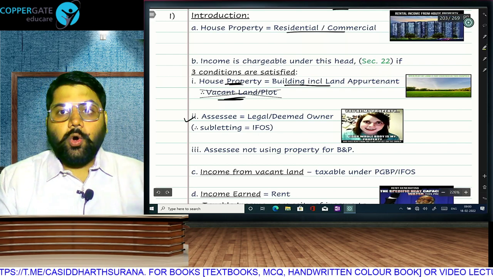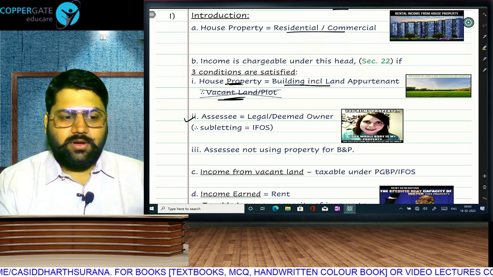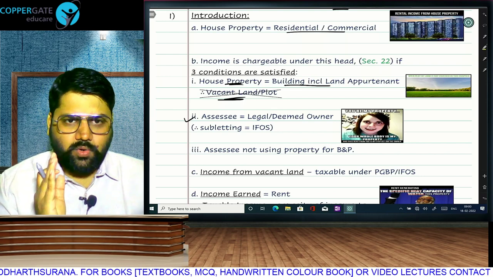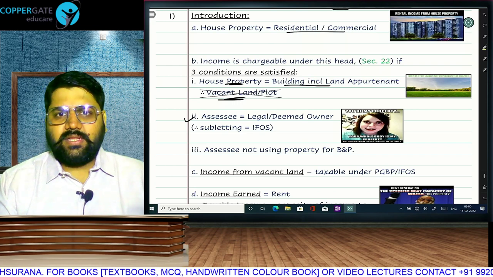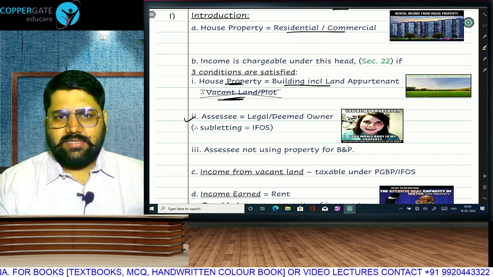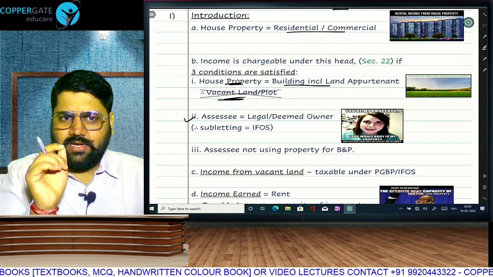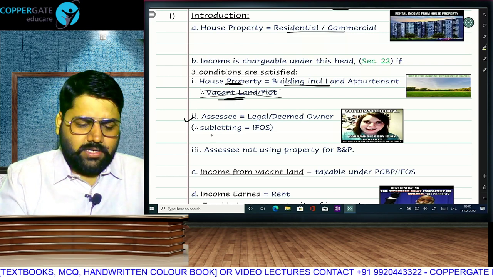Second, the assessee has to be the owner of the property. He can be legal owner or deemed owner, but the assessee has to be the owner. Only if you are the owner of the property, this section will be activated, this head will be triggered. If you are not the owner, if it's a case of subletting, then it will go under IFOS.